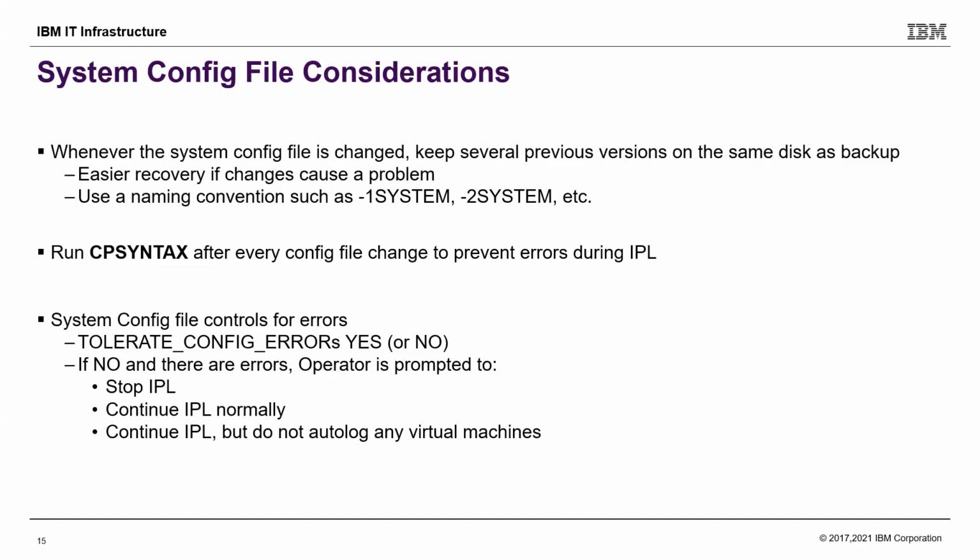If you set it to no, the operator will be prompted and has several options. You can stop the IPL, press ahead, or continue the IPL, but don't do any autologs. This way you can go back and maybe a resource is missing. Maybe there's a CP statement that's mistyped or something, and you can add that manually and then go ahead with starting your workload. So you have several degrees of protection there.